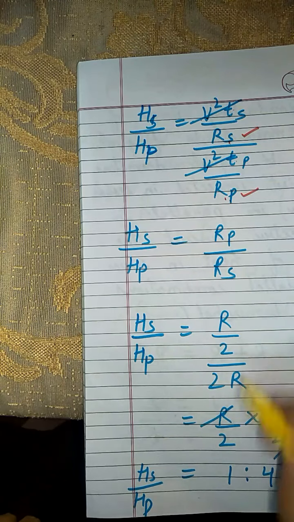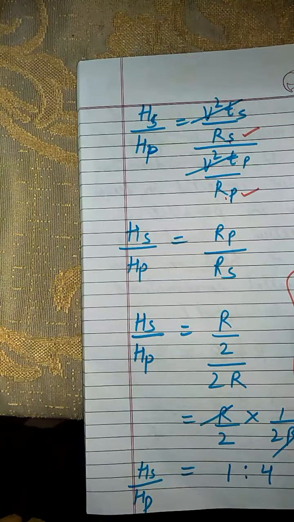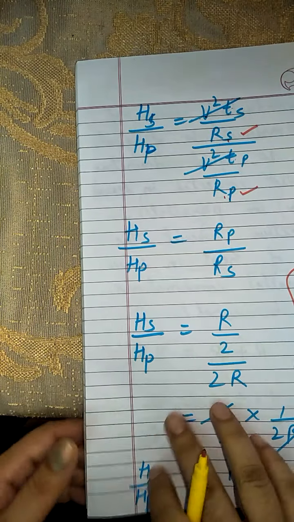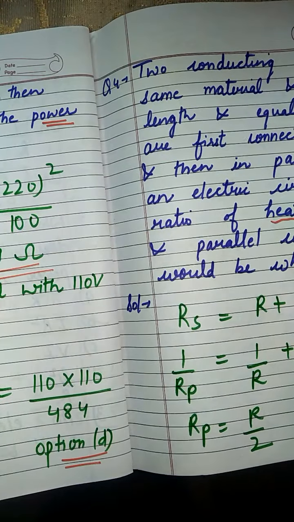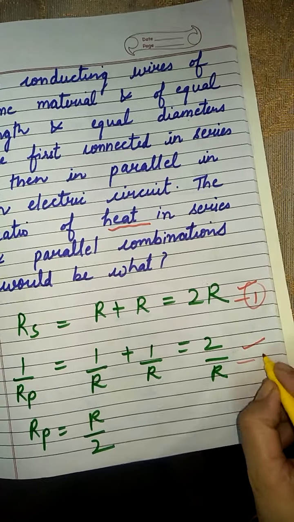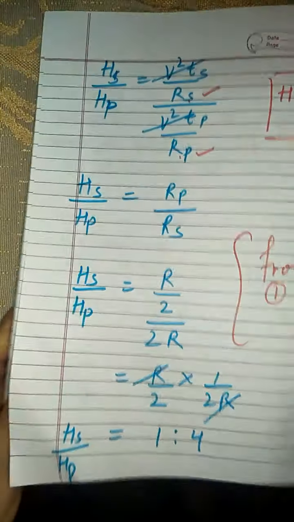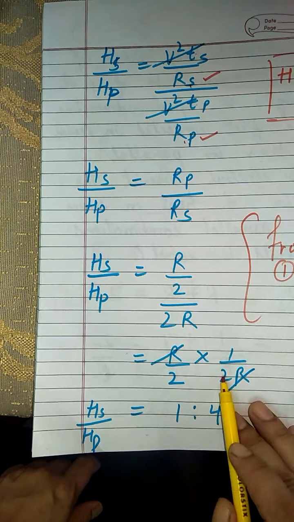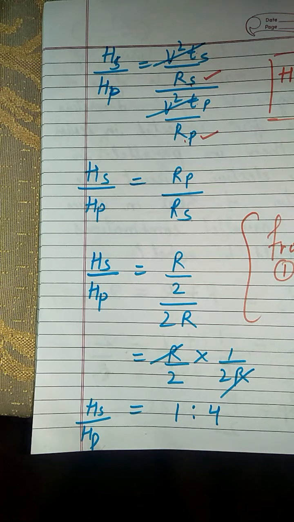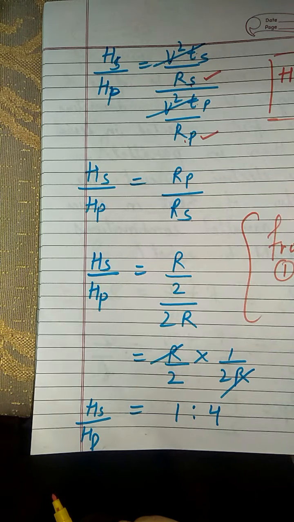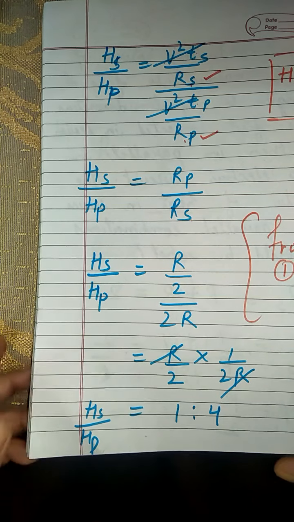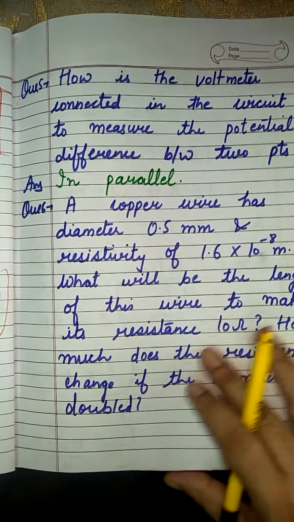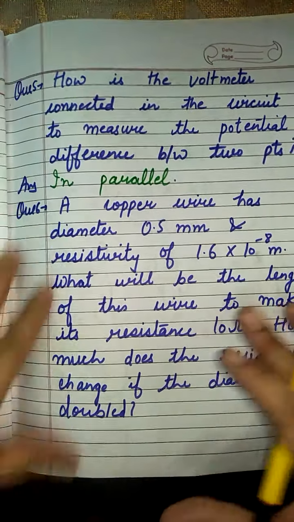Rp value is R by 2, this is from 1 and 2. What is 1 and 2? See, this is 1 and this is 2. Okay. Rs is 2R. When we will be cancelling it out, this ratio of heat produced for series to parallel combination will come out to be 1:4. Fine. Next question, very important question again for 1 mark.